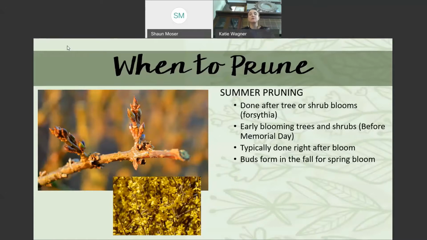And the reason why we wouldn't want to prune these during the dormant period is because we would be pruning off the flower buds for that year. It's not particularly harmful to the plant. The plant can accept that pruning during the dormant period just fine. It's just we want those nice showy blooms for that year. And so that's why the appropriate time to prune these early blooming trees and shrubs is right after they bloom, so more in the summertime.